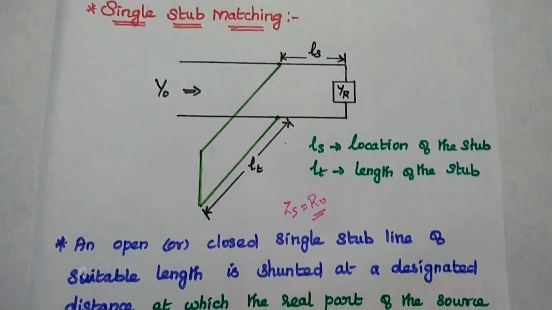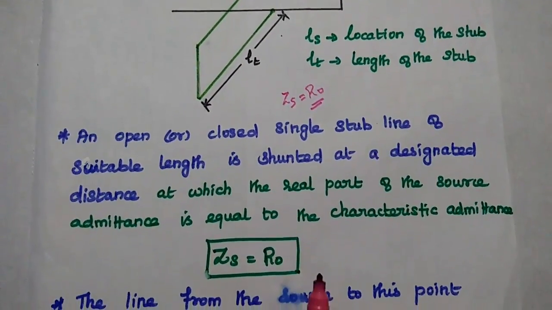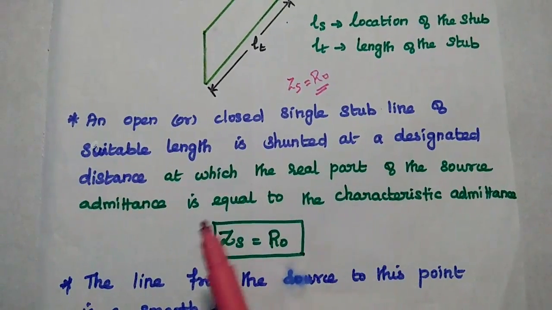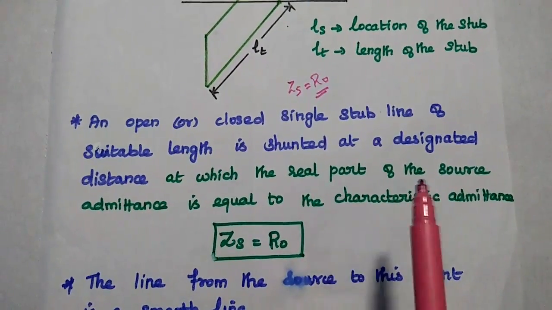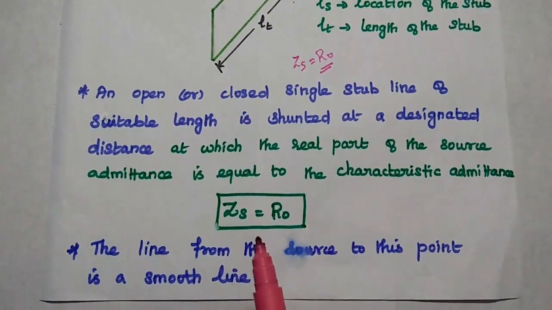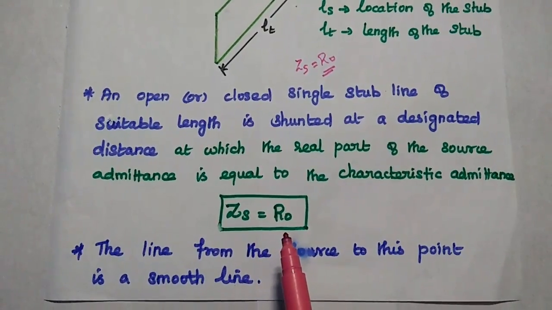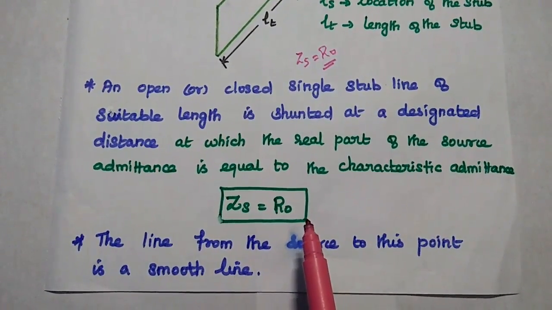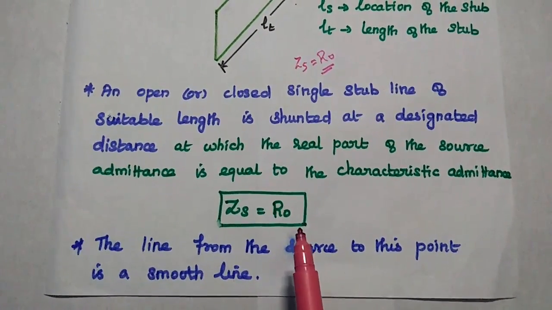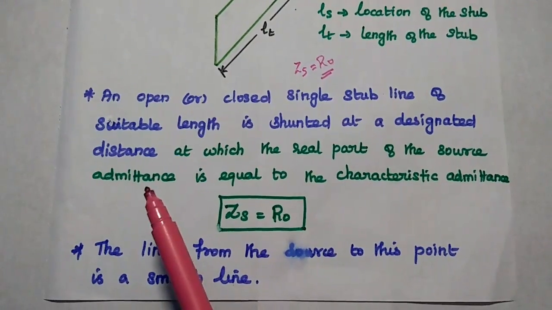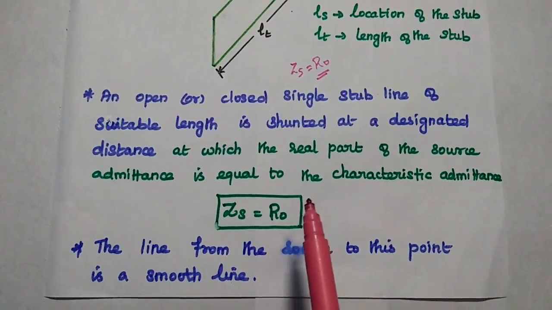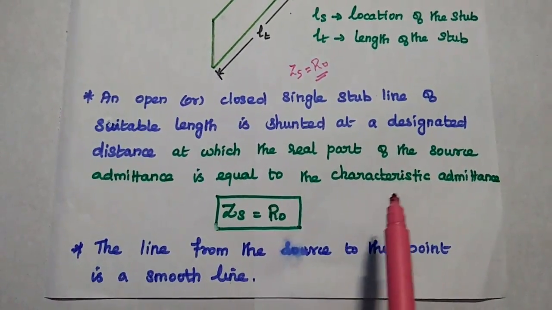Do you all understand this concept? So that's what is given here. An open or closed single step line of suitable length is shunted at a designated distance at which the real part of the source admittance is equal to the characteristic admittance. Here we can say that the source impedance is simply equal to the real part of the characteristic impedance R0. So the line from the source to this point is known as the smooth line. Here we are using the term admittance because we are going to analyze the maximum power transfer. That's why we are using admittance instead of impedance.